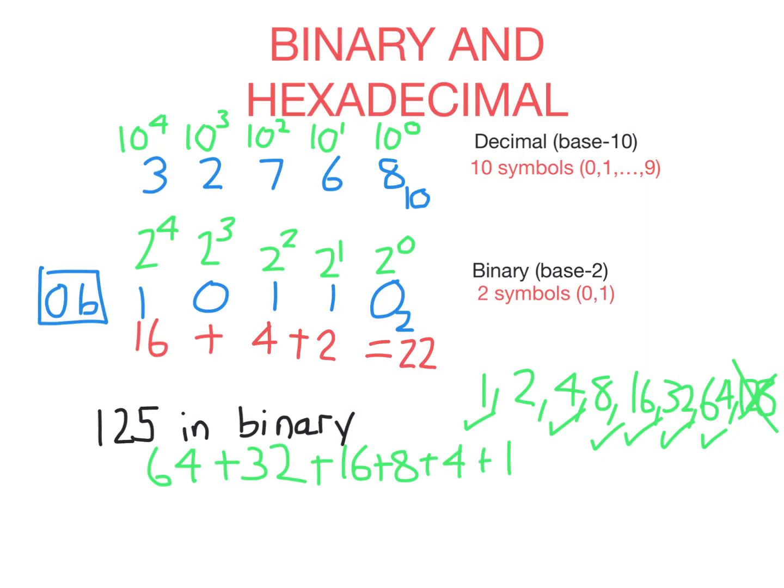So what I'm going to do is put a 1 in the ones column. There's no 2s, so I put a 0 there. There's 1 in the 4s, 1 in the 8s, 1 in the 16s, 1 in 32, 1 in 64. I can stop there. I'll just put a little 2 here to show that this is not a number in decimal. 1,111,101. This is a binary number, 1111101.